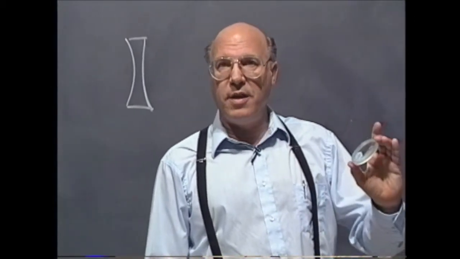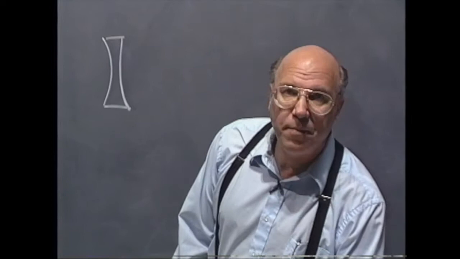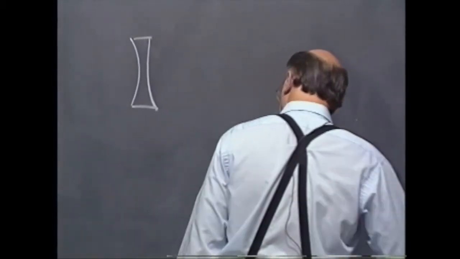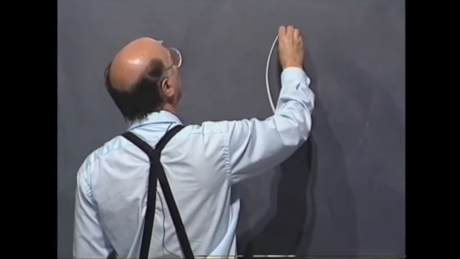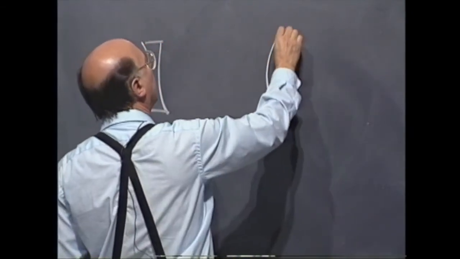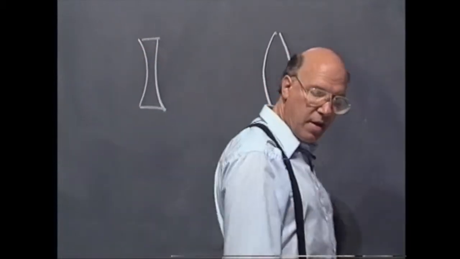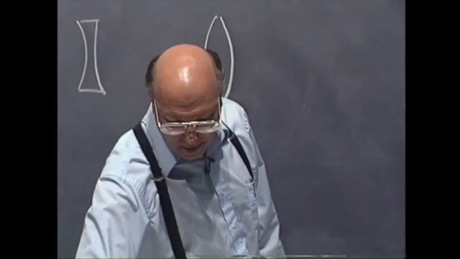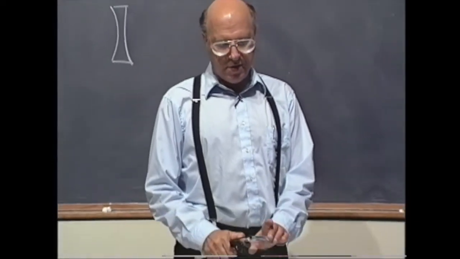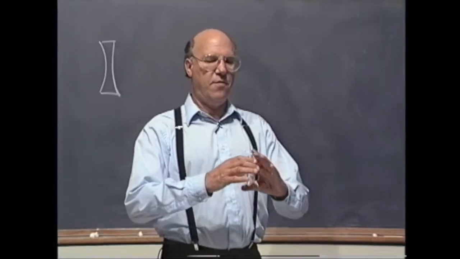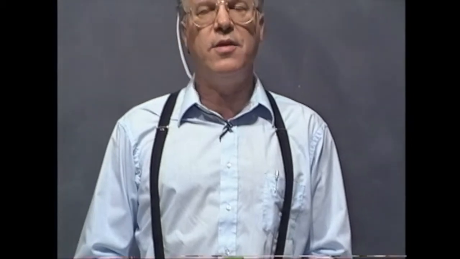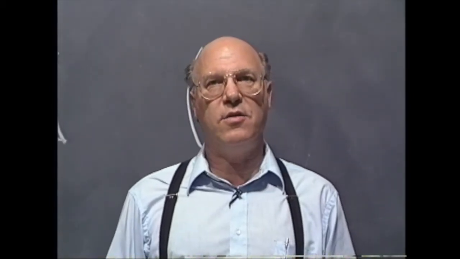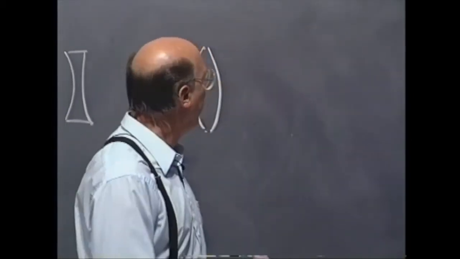Now, there's another kind of lens, and it's called a positive lens or a convex lens. And this kind of lens looks like this. This lens is fat in the middle and skinny at the edges. And of course, I have an example of that kind of lens too. Here's that kind of lens that is fat in the middle and skinny at the edges. And it will do just the reverse of what the concave lens did. Instead of making things smaller, this lens will make things bigger.